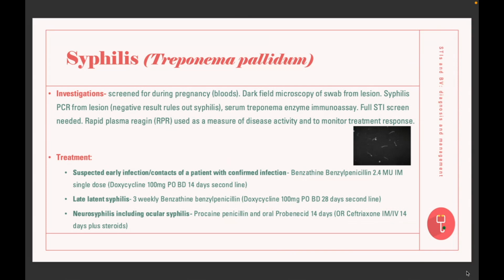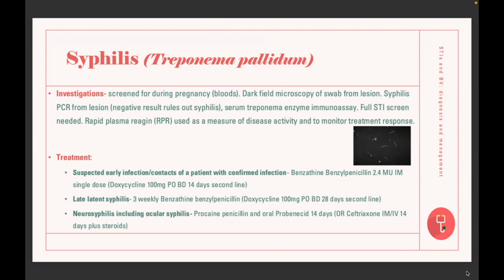So, investigations for syphilis. It's screened for during pregnancy in your booking bloods. If you're just seeing a patient in clinic, you can do dark field microscopy of a swab from a chancre lesion if they've got one. You can also do a PCR from a lesion, and if you get a negative result from this, it rules out syphilis, so it's quite sensitive. You can also do a serum enzyme immunoassay, so from a blood test. You also need to do a full STI screen, of course.